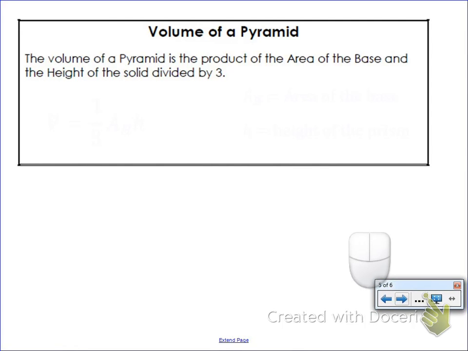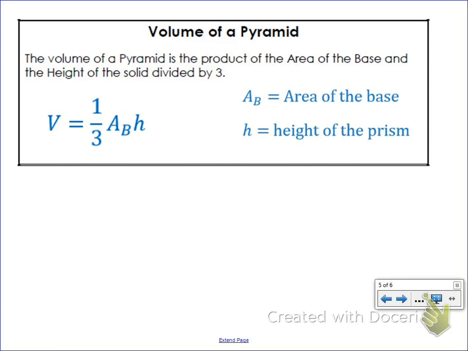So let's start off with a formula. Volume of a pyramid is the product of the area of the base and the height of the solid divided by 3. So volume is going to equal 1/3 times the area of the base times the height. Again, the A sub B stands for area of the base, and H stands for the height of the pyramid.